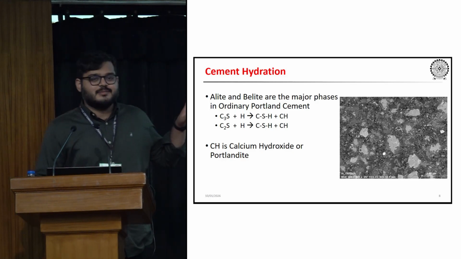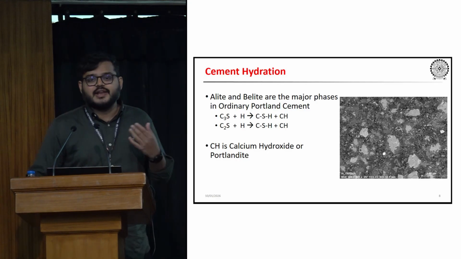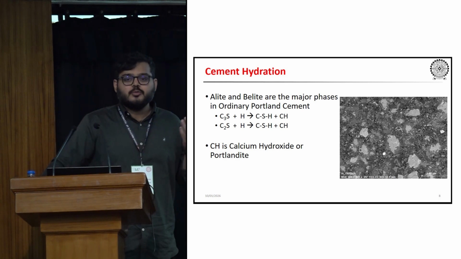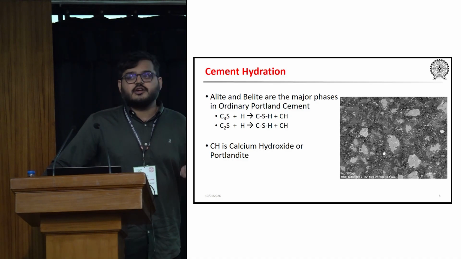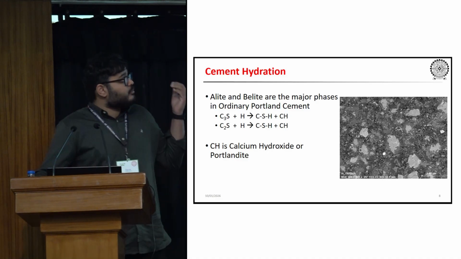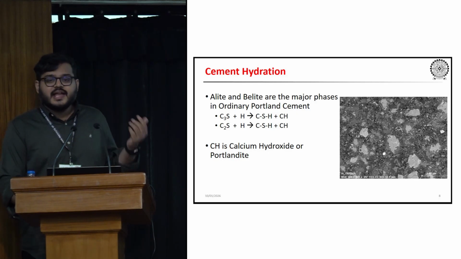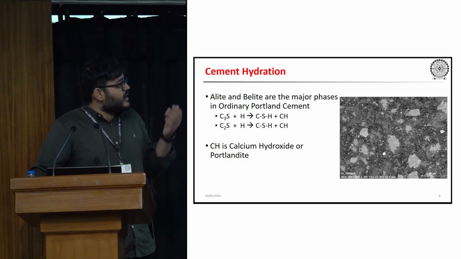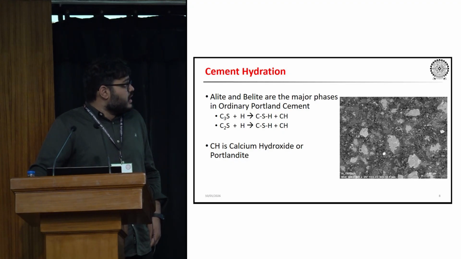Again, I am using the cement chemistry notations here. So C3S, tricalcium silicate, will react with water to form CSH gel, and for CSH gel I have not put any composition because it is a material which does not have any fixed composition, right? And it produces CH. CH is calcium hydroxide or Portlandite. Similar reaction with C2S as well. C2S is dicalcium silicate. When it reacts with water, it forms CSH and CH as well.